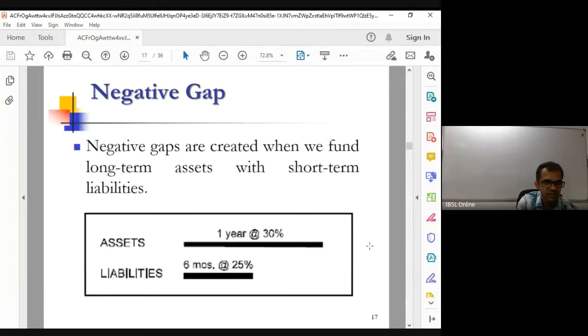So what type of expectation might you have when you have a negative gap? Why do you create a negative gap? The decision to borrow for 6 months and lend for 1 year is your decision. It's not someone else's. Yes, a customer may ask for a 1 year loan or 5 year loan, but whether you grant that or not, it's your decision. And which sector you encourage customers to borrow, that is your decision.